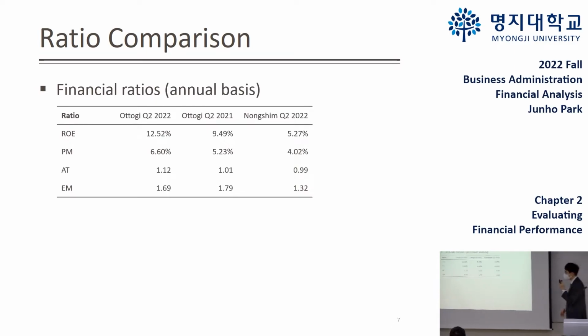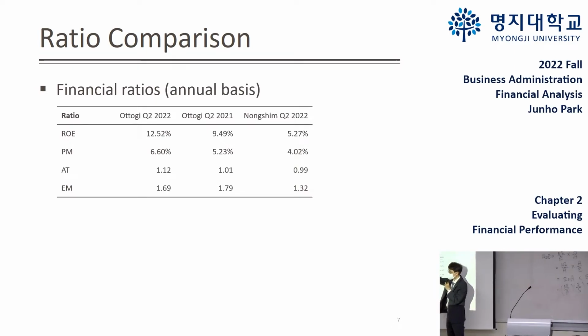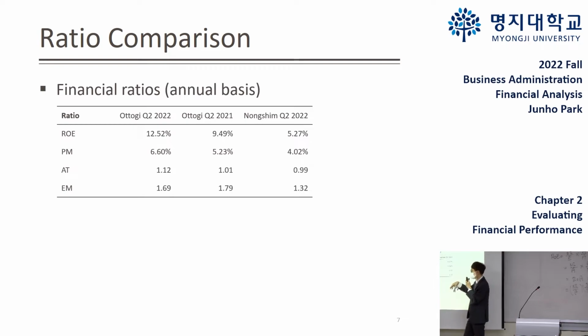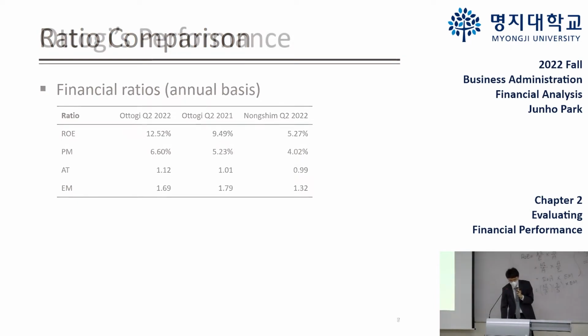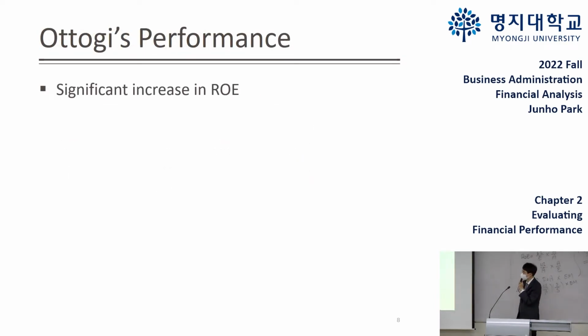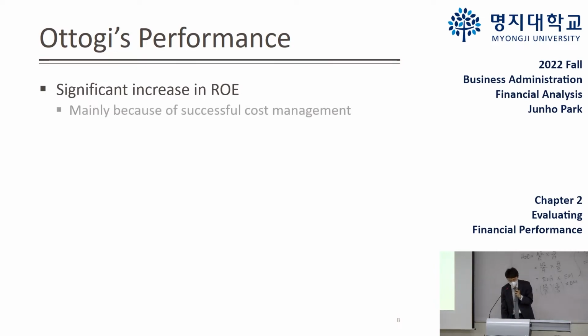And the reason is because profit margin has increased from last year, and also it is larger than its competitor's profit margin. So we can find a significant increase in ROE, and the major reason is the successful cost management. So you have to understand that profit margin is about cost management.